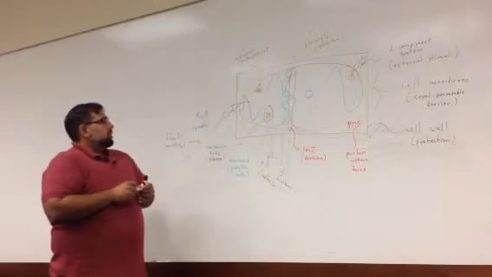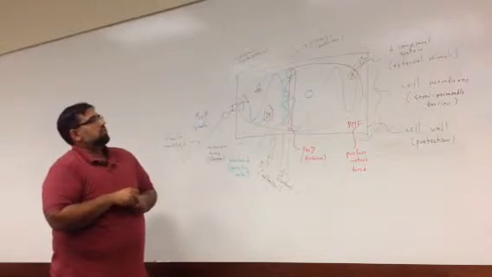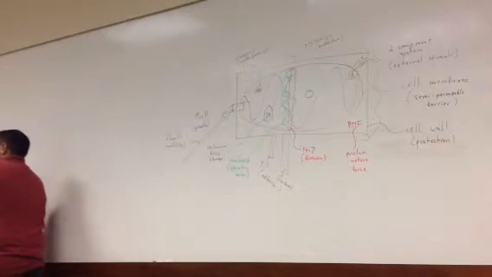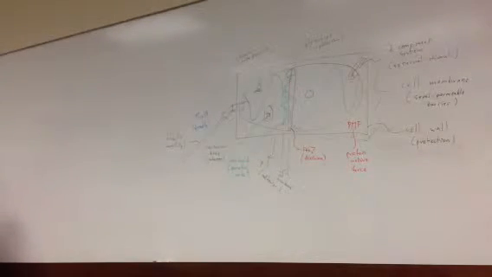Are we missing anything in this cell? That cell looks pretty complete, but now that cell is not just going to sit there and have all these parts. That cell is going to go through these active processes of growth and division. So it goes through a cell cycle. What are the 4 phases of my cell cycle?